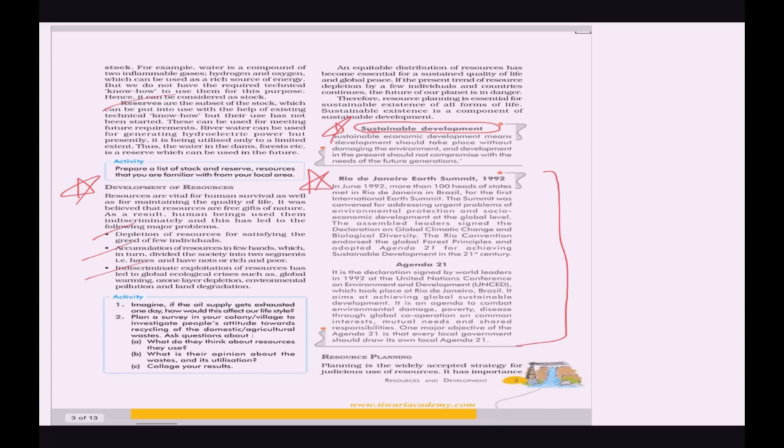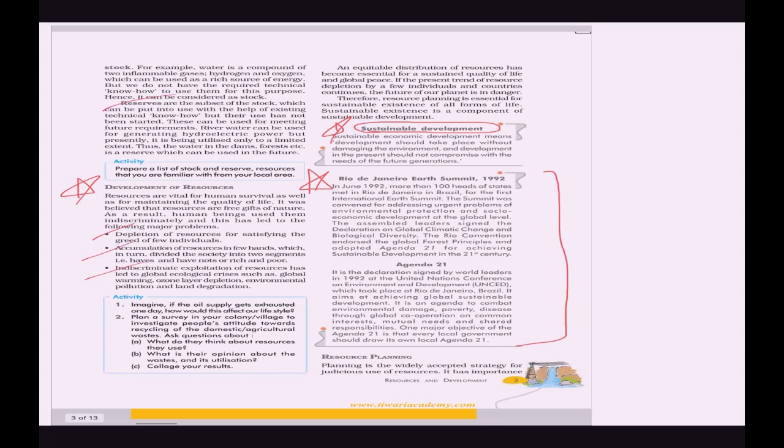Now students, the other main topic is development of resources, or we can say resources development and planning. These resources are vital for human survival, and we are using them unevenly without any thought that they can be saved for the future. We are using them without proper sense, we can say without any intelligence. It was believed that these resources are a free gift of nature, so human beings used them indiscriminately, and this has led to the following major problems.